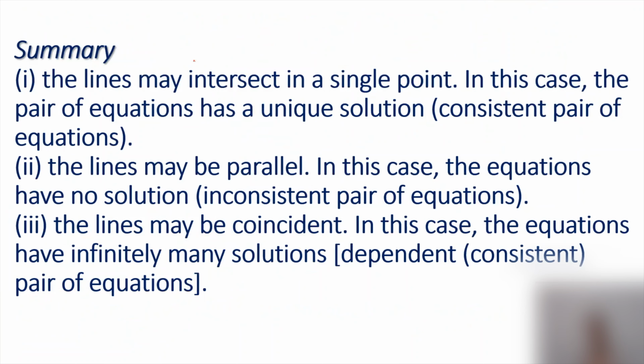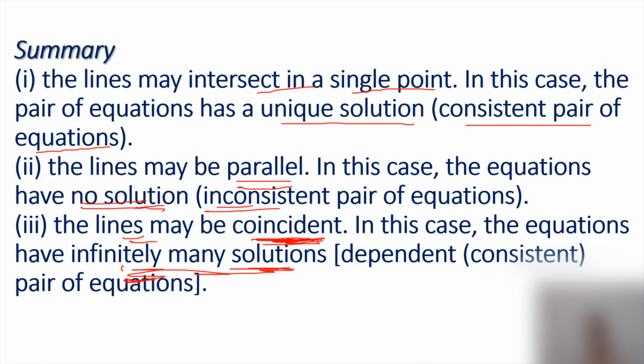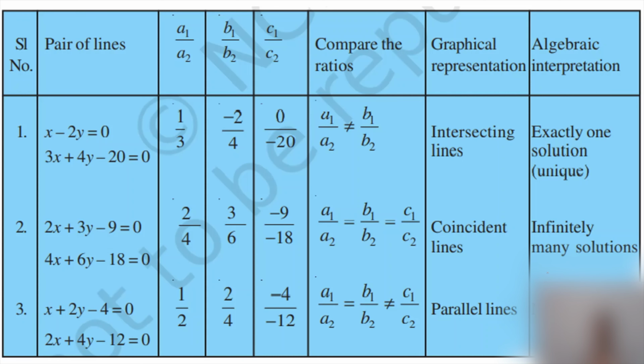Now try to understand the things again as a summary. The lines which intersect at a single point have a unique solution and form a consistent pair of equations. The lines which are parallel to each other have no solution and form an inconsistent pair of linear equations. Next, lines which are coincident, overlapping each other, have infinitely many solutions, which are dependent solutions, and this is a consistent pair of equations.